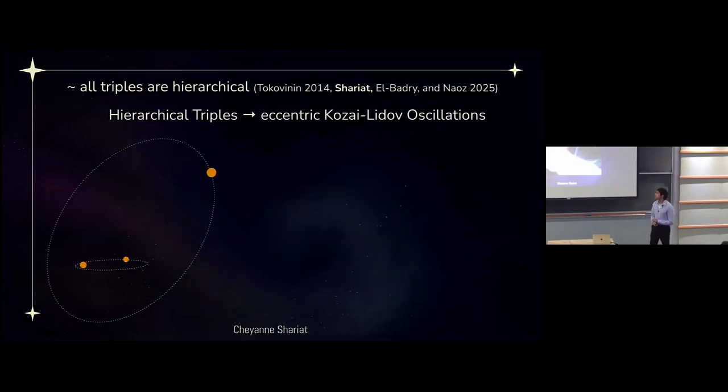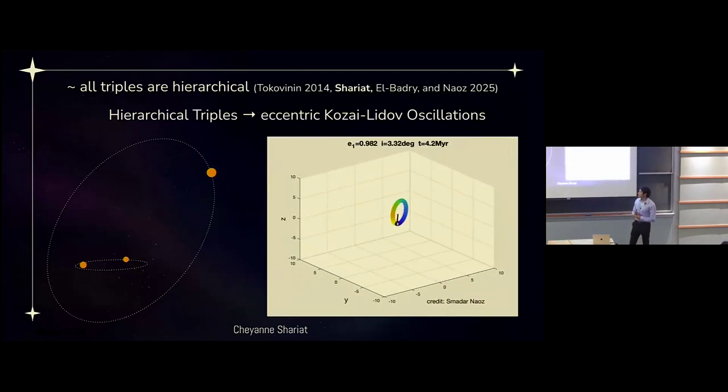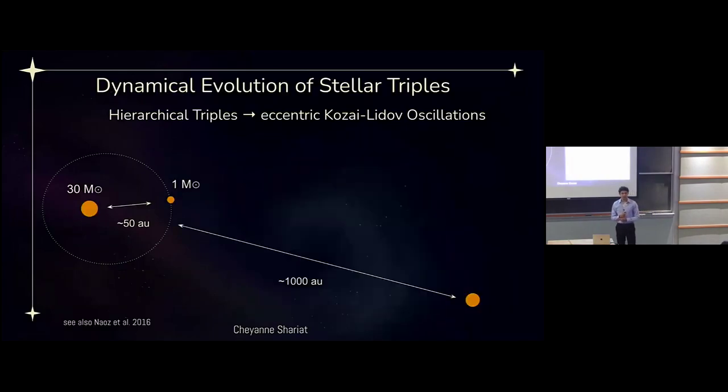In this scenario, we know that all triples are hierarchical in nature, at least most of the ones we observed. We saw yesterday that's true for massive triples. For low mass triples, we see that as well. And in this, you get the aforementioned Kozai-Lidov oscillations, whereby the inner binary fluctuates in eccentricity and inclination. And how does this help you? Well, you can go back to your 30 solar mass plus 1 solar mass binary, and this time widen it so that it never interacts. So let's say 50 or 100 AU away initially, and you have a third star just chilling.